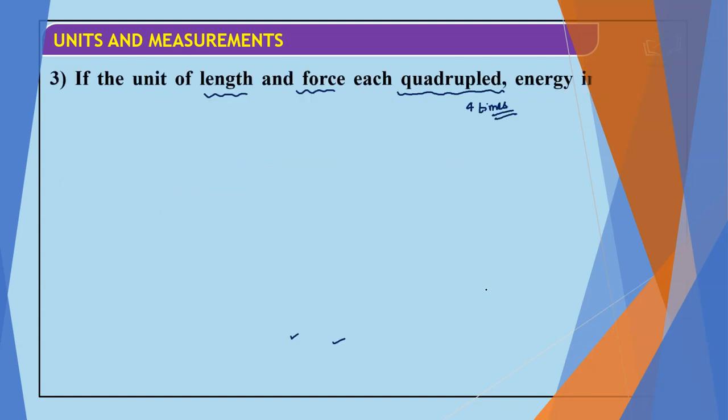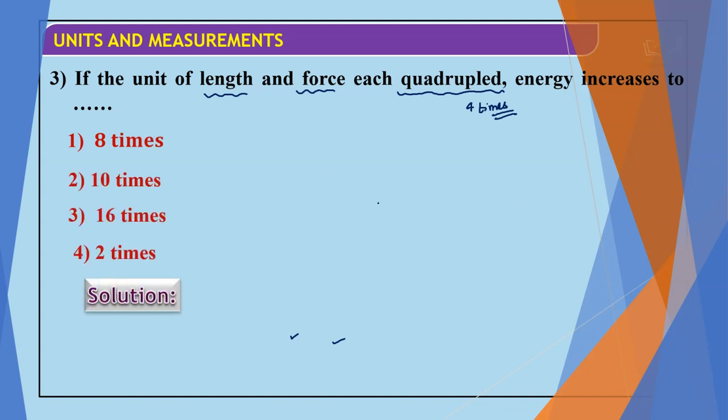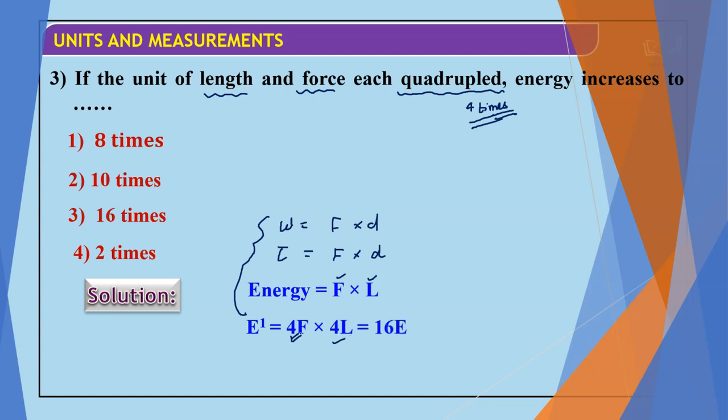Next question we have: if the unit of length and force are each quadrupled, energy increases to 8 times, 10 times, 16 times, 2 times. So students, quadruple means 4 times. Energy is force into length. We can say torque also, force into perpendicular displacement, or work, force into displacement also. All these are forms of energy. So we put the value 4F, because here F is converted into 4F and L into 4L. So this will be 16 times.